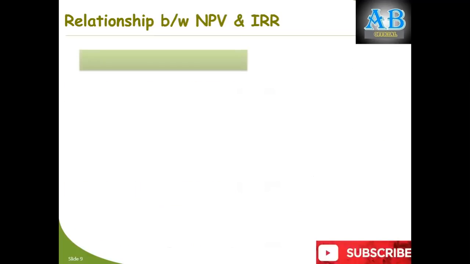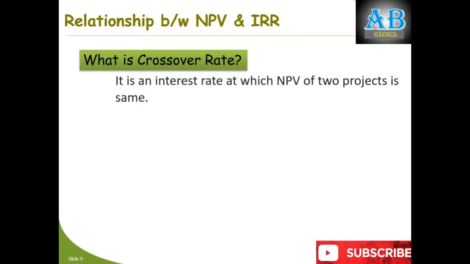Okay, now what is the relationship between NPV and IRR? Here, first of all, we are supposed to learn what the crossover rate is. It is the cost of capital at which the NPV of two projects is the same. Say we have project A and project B. At 10%, project A has a different NPV and project B has a different NPV, but at 15%, both have the same, and at 20% they have different. So the cost of capital at which the NPV of two projects is the same is called the crossover rate.